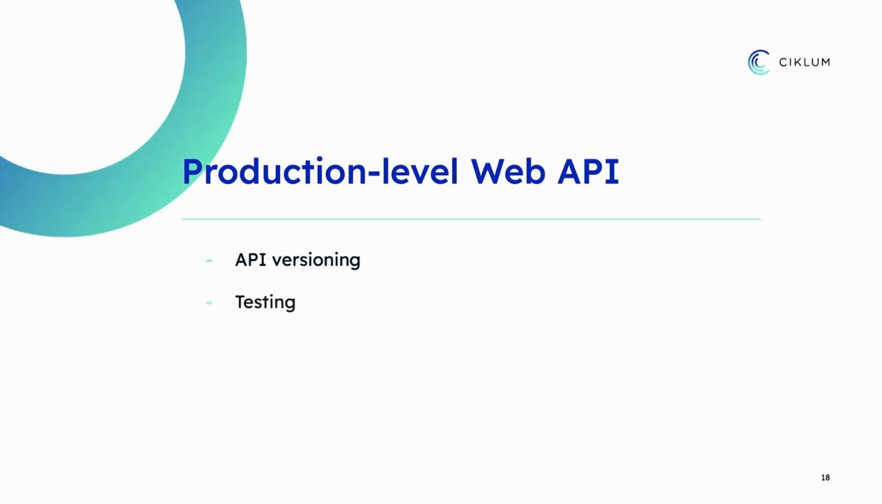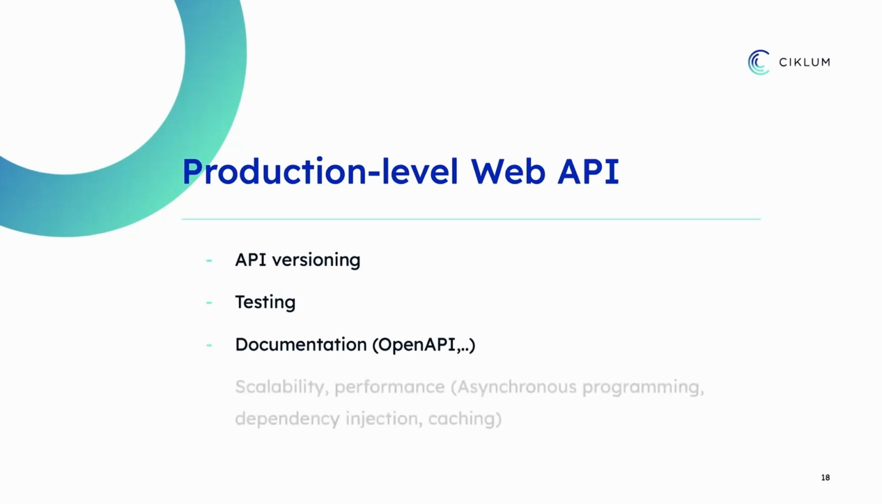Of course, it needs to be well tested. Last but not least, it should also be well documented, with OpenAPI or some generated documentation. And to fulfill scalability and performance for a web API, it's good to use async programming, dependency injection, caching, etc. So I think these are the main must-have things for a production level web API.